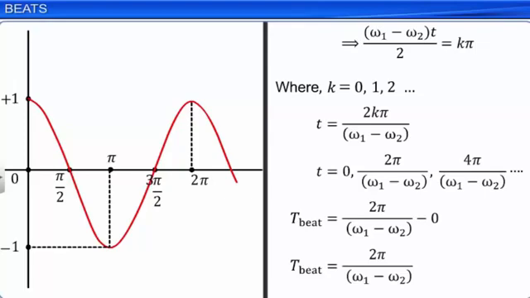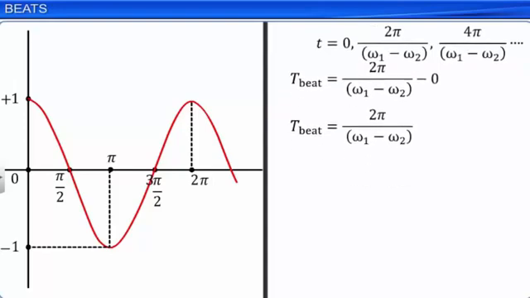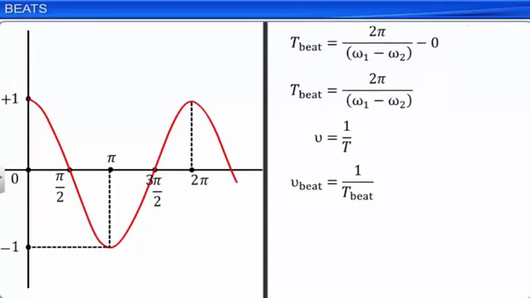We know that frequency is equal to 1 by time period. Therefore, beat frequency, nu beat, is equal to 1 by t beat. By substituting the value of t beat in the above equation, we get nu beat is equal to (omega 1 minus omega 2) by 2 pi. Let this be equation 4.